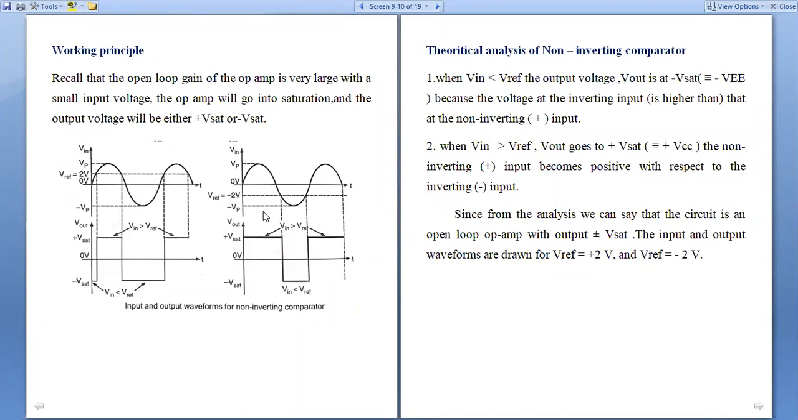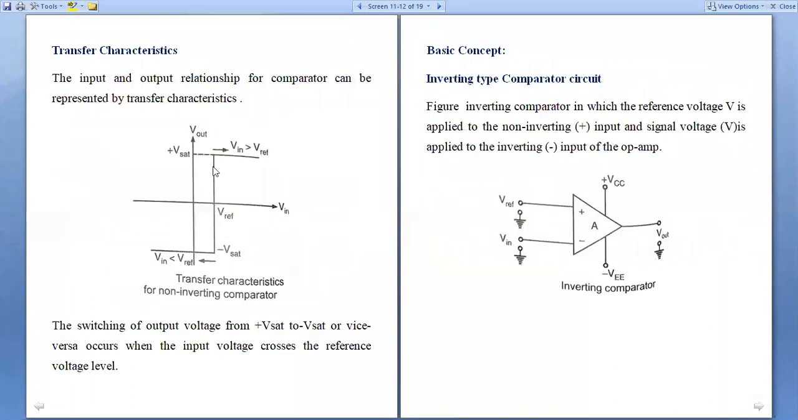Okay, so now the transfer characteristics. What is meant by transfer characteristics? Transfer characteristics analyze the behavior of the saturation voltage with respect to the input voltage and reference voltage. That means the input and output relations of the comparator are analyzed, explained or represented with the transfer characteristics.